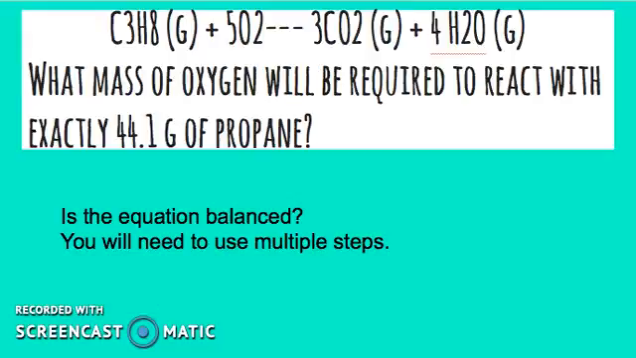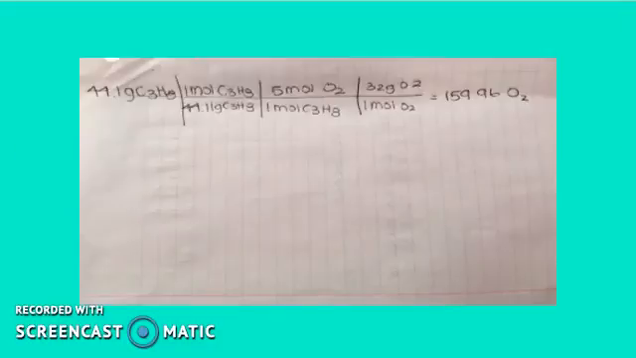What mass of oxygen will be required to react with exactly 44.1 grams of propane, which is C3H8? Is the equation balanced? Yes, it is. You will also need to use multiple steps for this one problem. Here's the work.